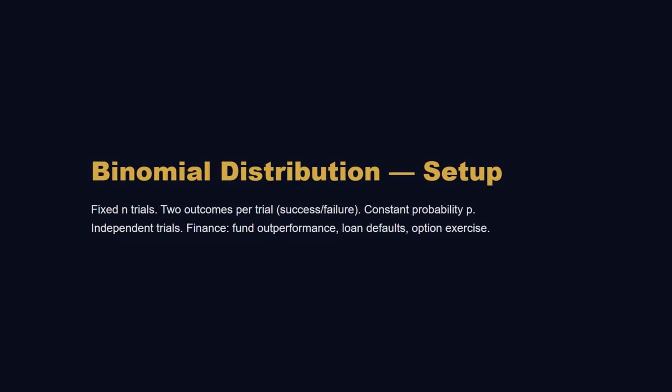The classic finance example. A portfolio manager outperforms the benchmark in any given month with probability 0.6. Over 12 months, how many months of outperformance should we expect? What is the probability of at least 8 months of outperformance? These are binomial questions. Fixed trials, 12 months, 2 outcomes, outperform or not, constant probability, independent months.